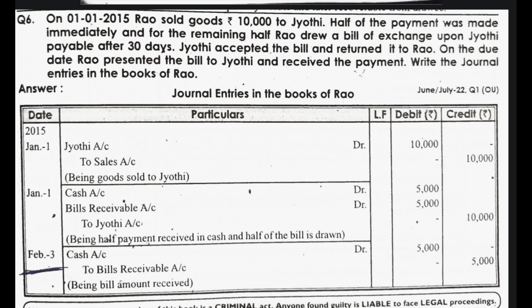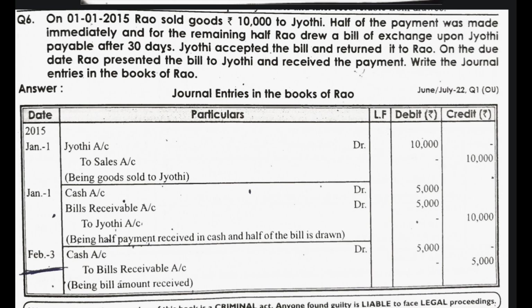So, in this problem, Rao is the drawer. Drawer and drawee. This question is given on bills of exchange. In bills of exchange we have two parties, drawer and drawee. Rao, the seller of the goods, is the drawer and Jyoti is the drawee. The total cost of goods is 10,000 rupees, and immediately half of the payment was made.